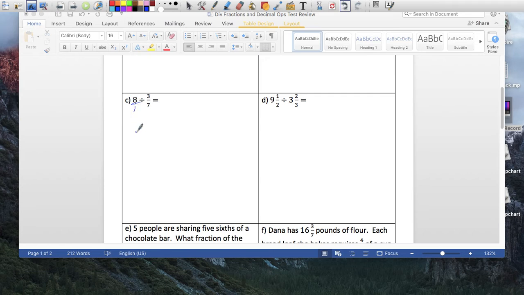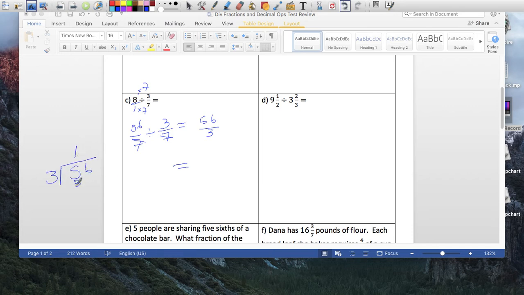8 over 1, the LCM is 7. That's already a 7, so that stays. So this one, the 1 changed to a 7, so it's times 7. Times 7 on top gives us 56. Cross, cross, you get 56/3. And you might need to change this to a mixed number depending on what the multiple choice question option says.